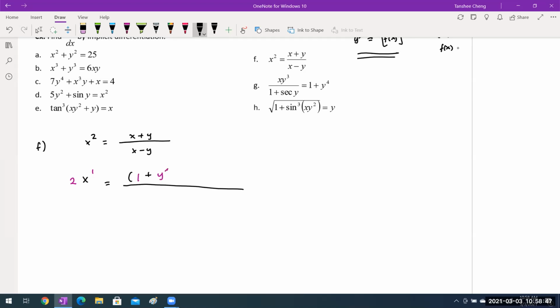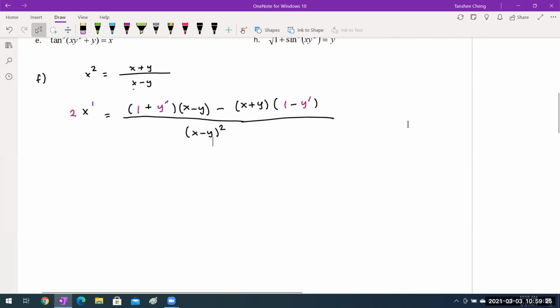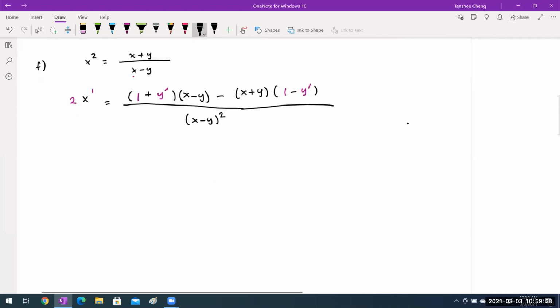And then multiply with denominator, which is x minus y, minus the numerator, which is x plus y, times this time derivative of denominator. When I take derivative of denominator, derivative of x will be 1, and then minus derivative of y will be y prime. And then denominator squared, that is the quotient formula. Now, what we need to do is we need to solve for what? The y prime. So that's the part where your algebra needs to be really good so that you can finish it up quickly and correctly.